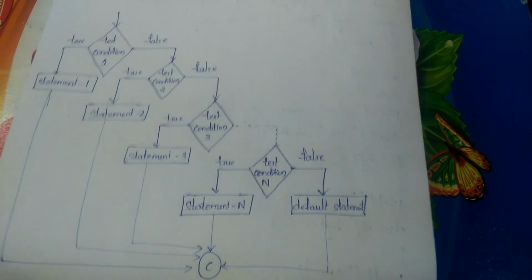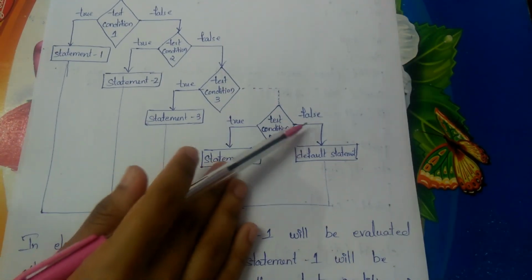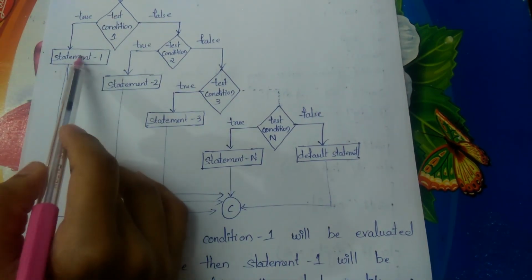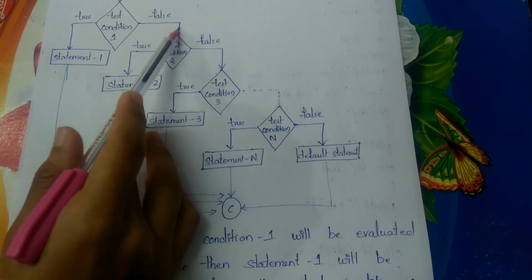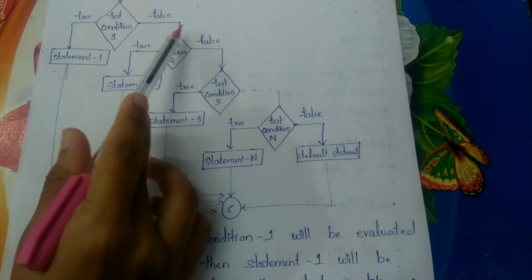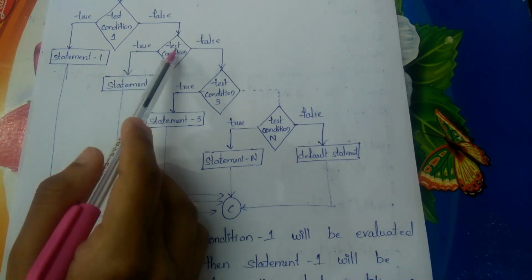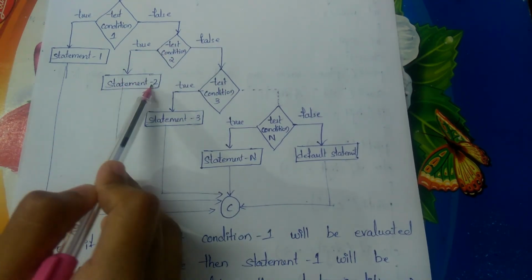First the test condition 1. If the test condition is true, then statement 1 will be executed. If this test condition is false, then test condition 2 will be evaluated. In test condition 2, again it can be true or it can be false. If it is true, statement 2 will be executed.